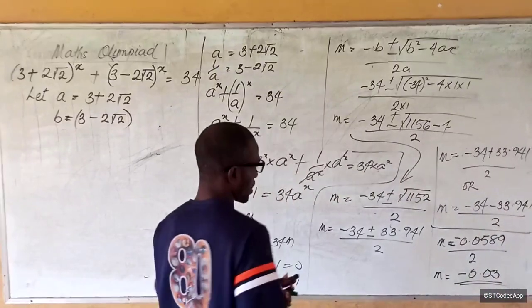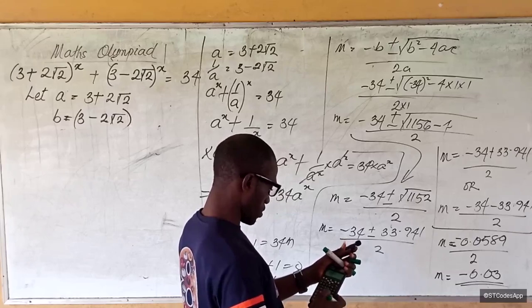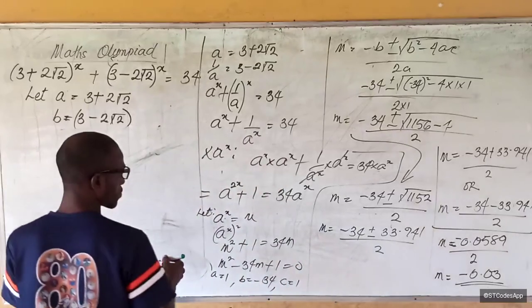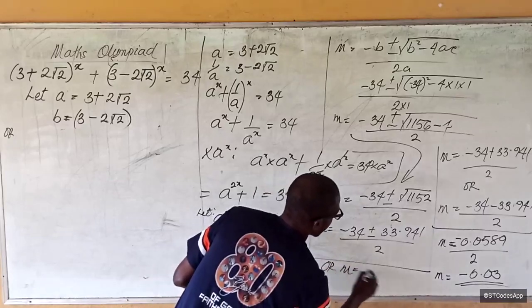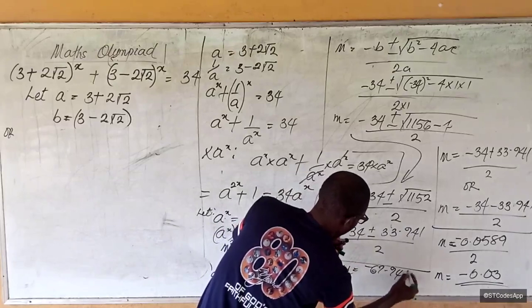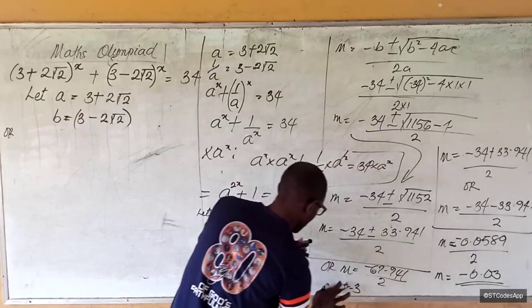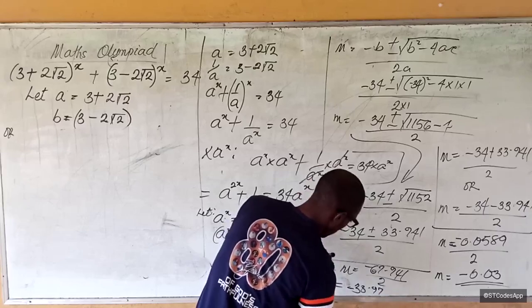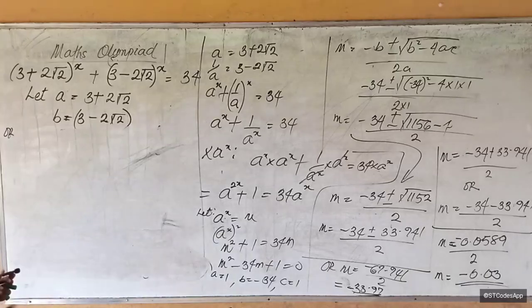Then in the next case, it's going to be minus 34 minus 33.941. That gives me minus 67.941, so M is equal to minus 67.941 over 2. Divided by 2 is going to give us minus 33.97. Let's make this 2 decimal places, because the approximation is also quite close. So we have gotten 2 values for our M.